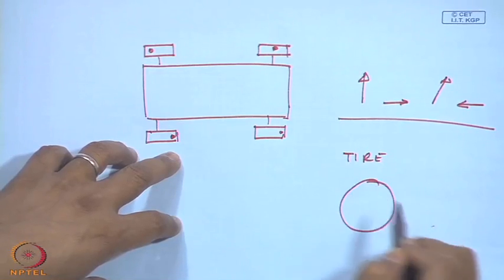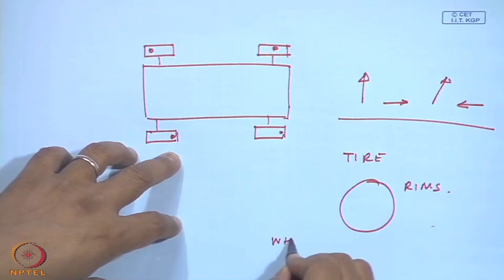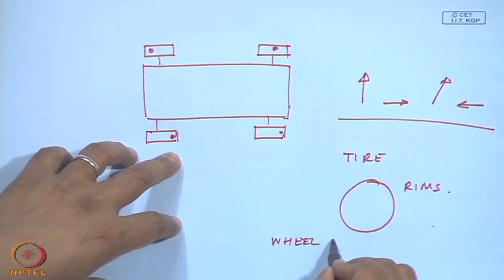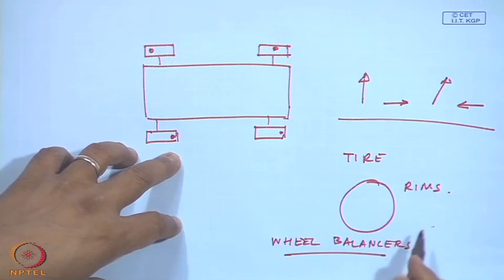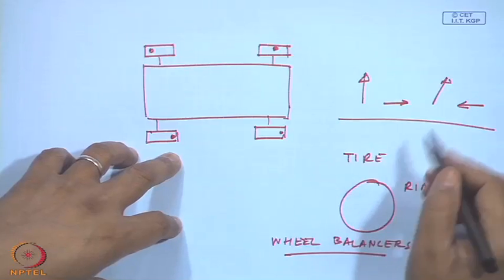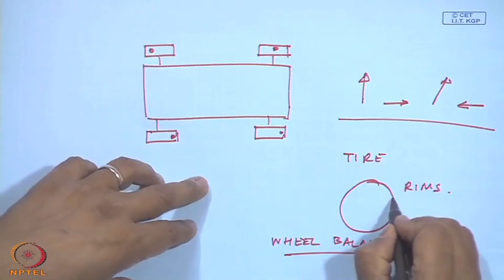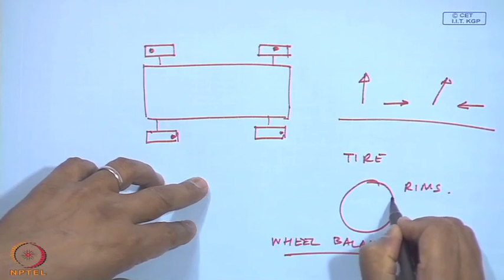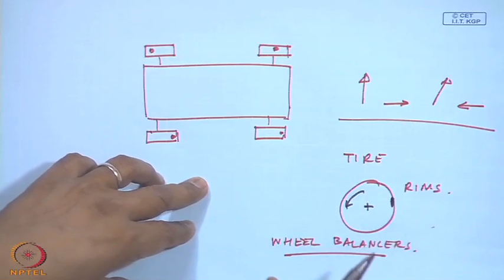I'm sure all of you must have witnessed it when you buy a tire and mount it on the rims. If you go to any automobile garage, they have wheel balancers. They advertise that. If you notice, particularly on the cast steel wheels, not the alloy wheels from the front, you will see a small weight attached, because after the balancing, they attach a balancing weight to it.